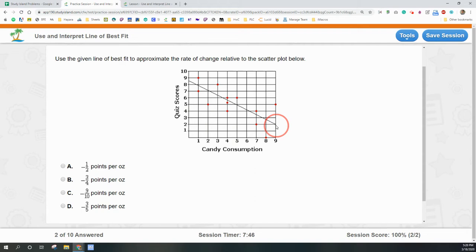I don't know what this program has an obsession for candy consumption and quiz scores, but that's that point right there.